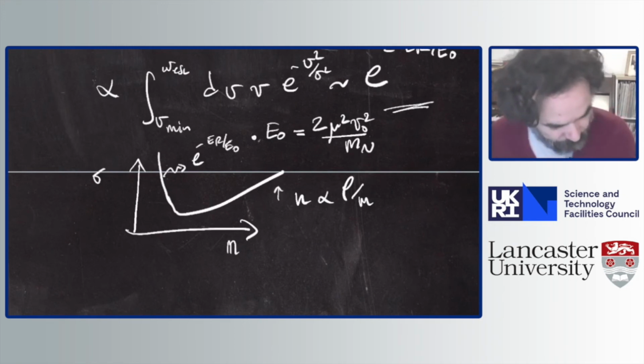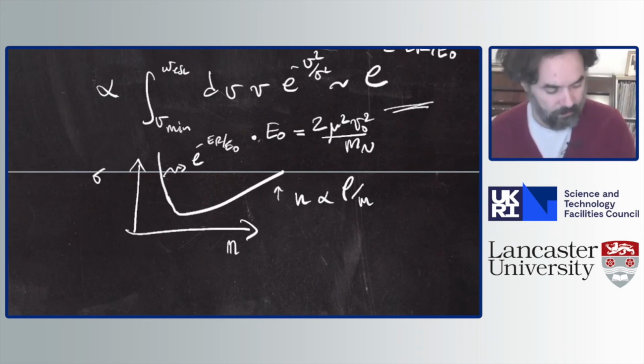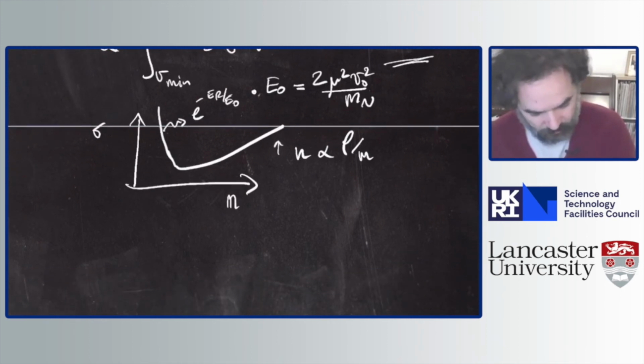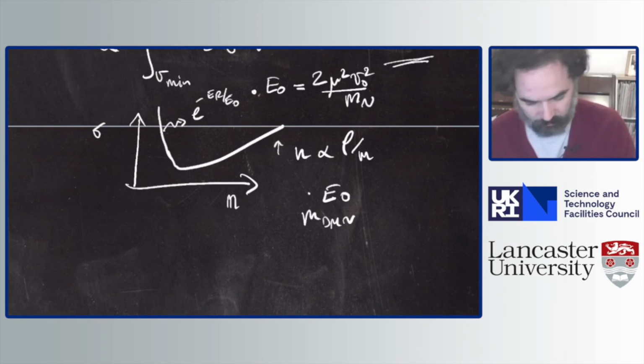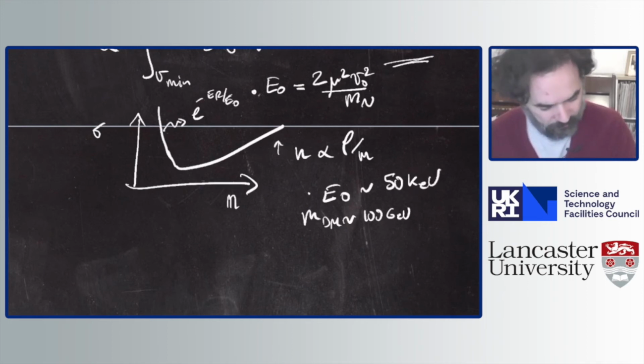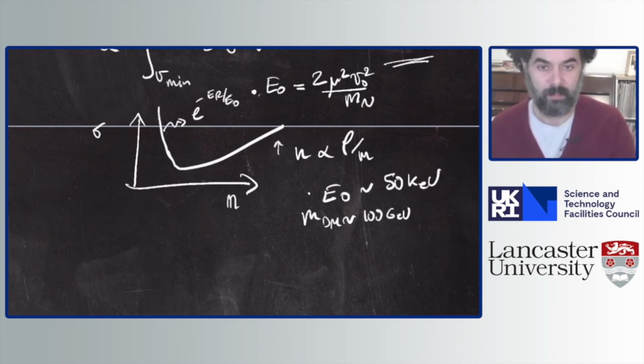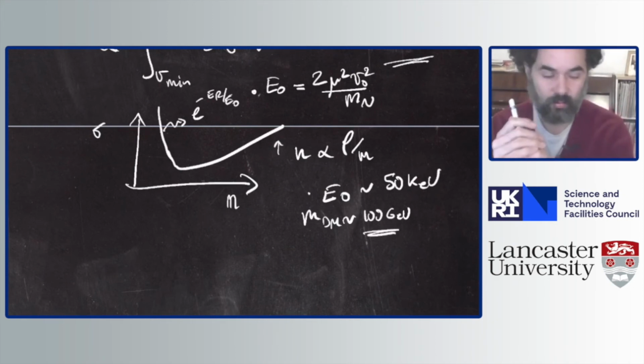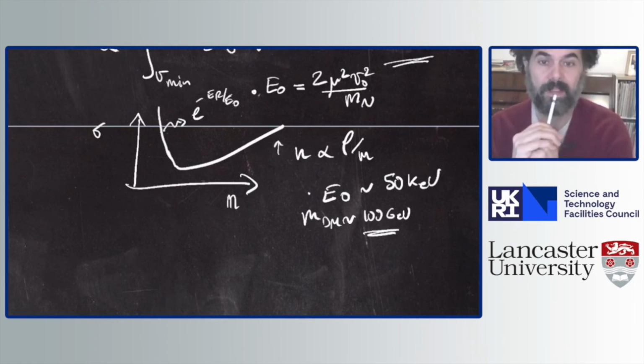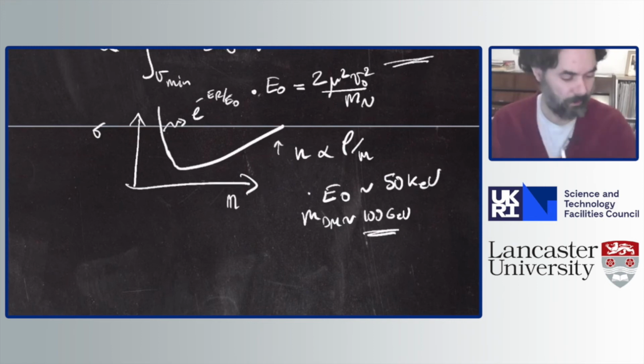Okay. You can now play with numbers. For instance, for the xenon detector, for a dark matter mass of order 100 GeV, E0 is 50 keV. All right, and that's what you see in many plots for the xenon detector, that the typical range of, well, you can of course do this better, but it's around 100 or 10 giga electron volts that you start being less sensitive.